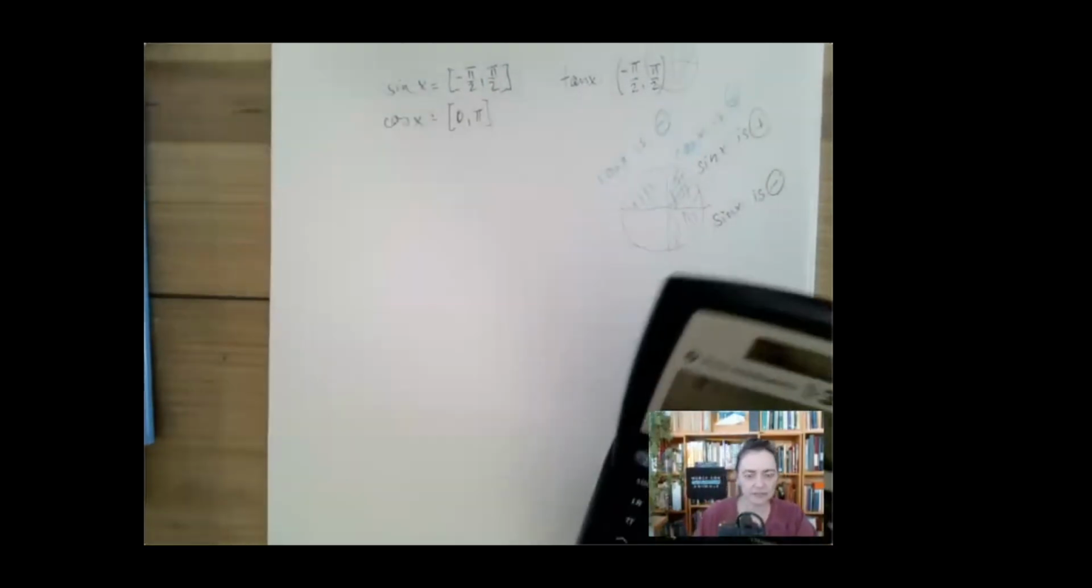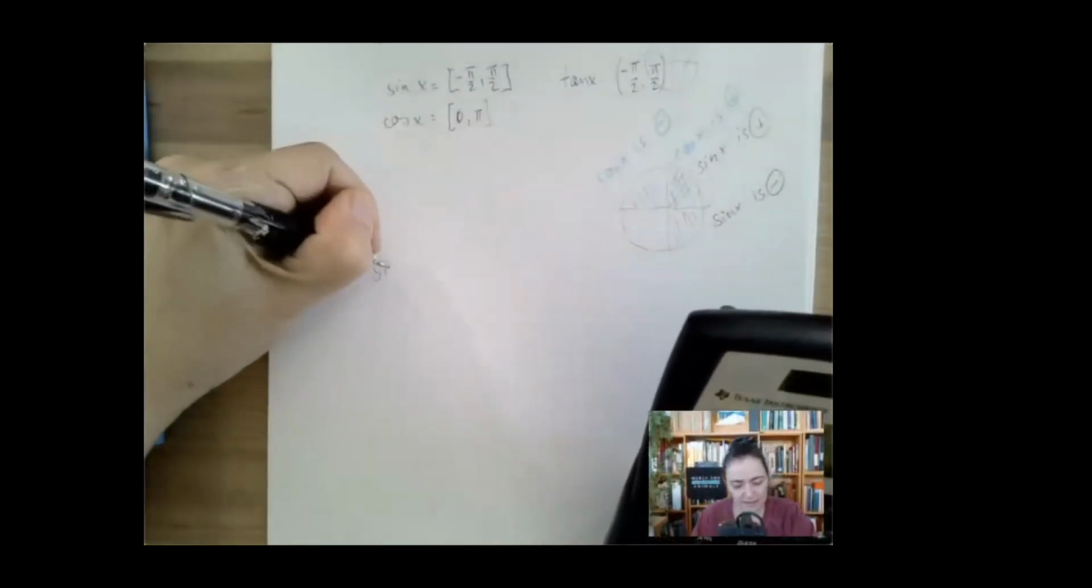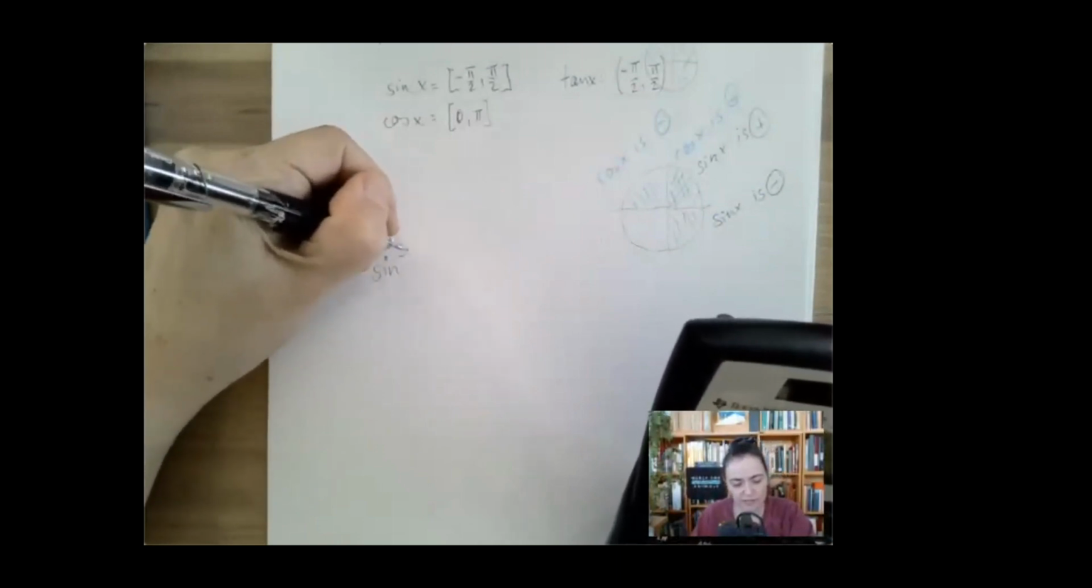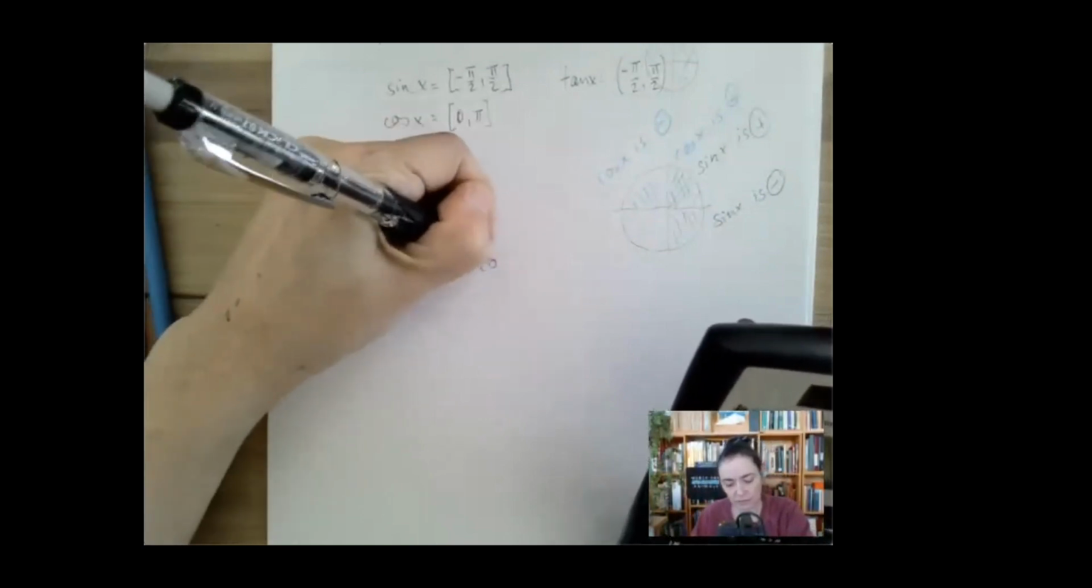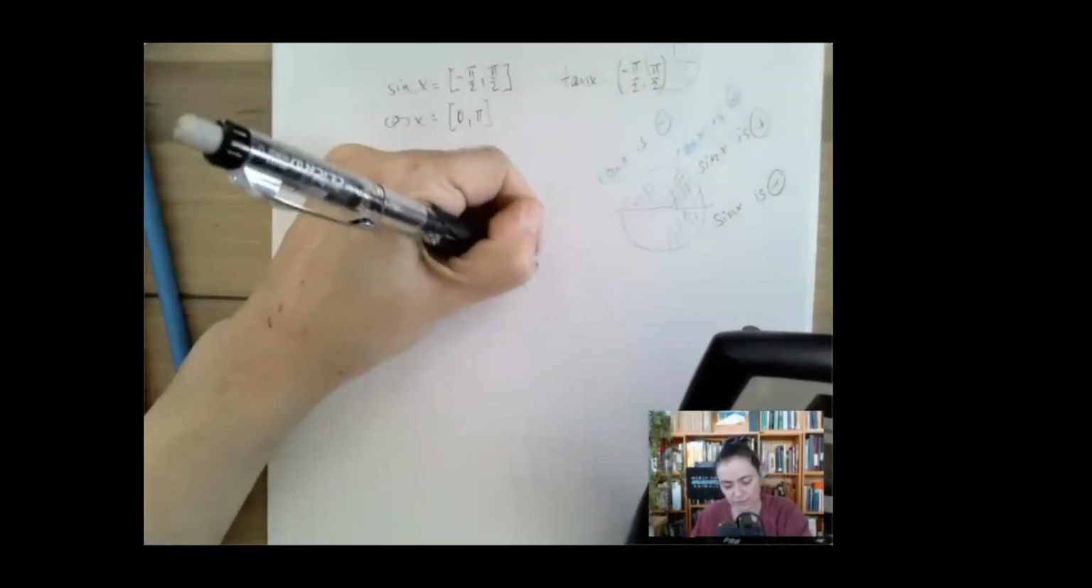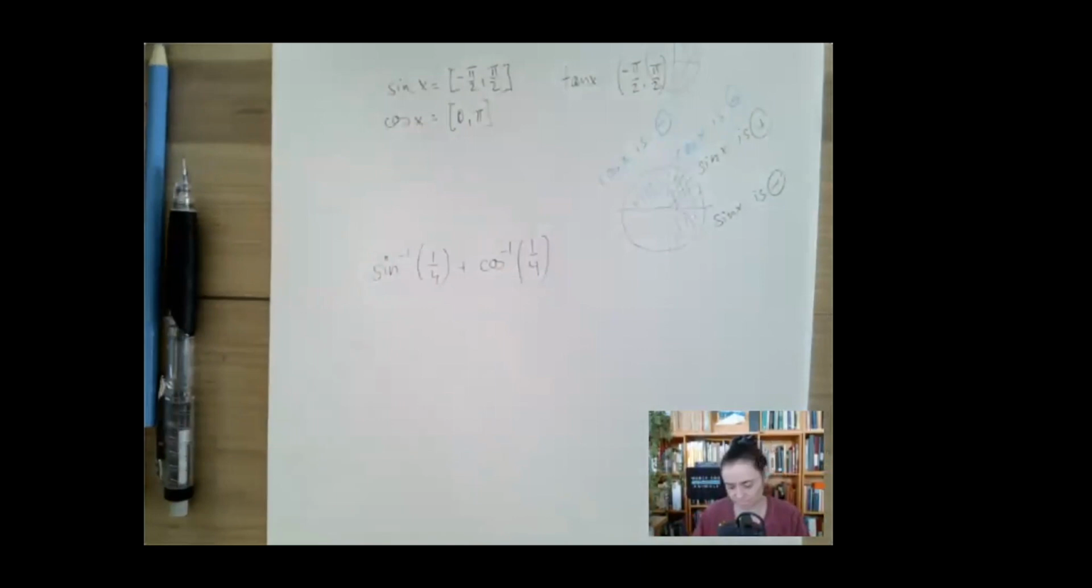Grab your calculator and compute this. Inverse sine of 1/4 plus inverse cosine of 1/4. See what you get. This is an exercise on the calculator.